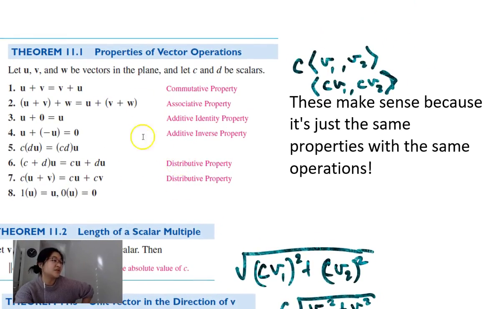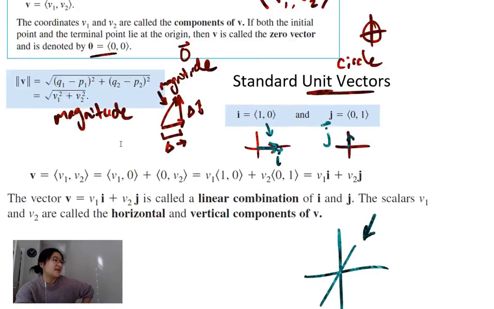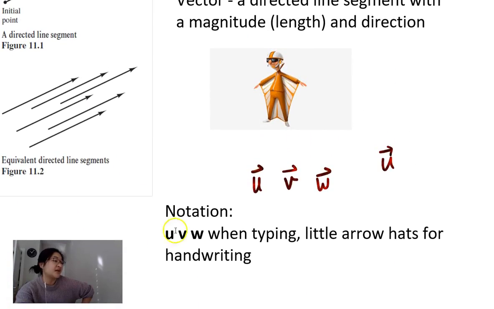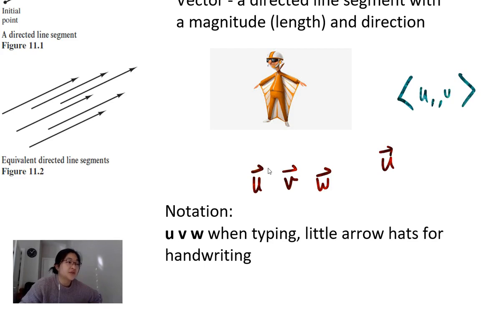Our arithmetic works the way that we think it will, and we can have different ways of writing vectors. So when we're typing, we use bold. When we're handwriting, we use the little arrows. And we have component form, where you're looking at U1, U2, or you can also have our linear combination form, where you have U1 number times your unit vector i, plus U2 scalar times our unit vector j.